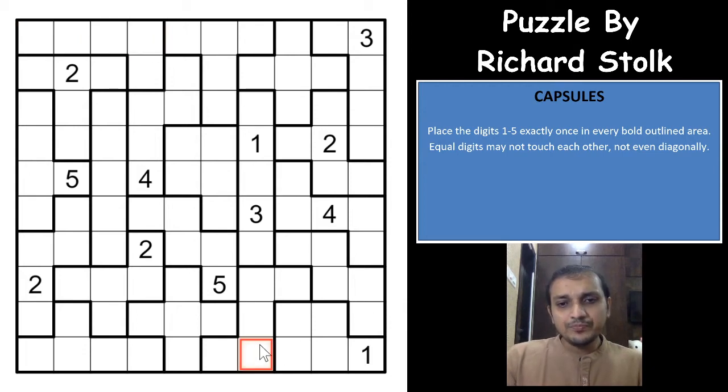Very easy rules. And some of you might be thinking, what is a Suguru puzzle? Suguru also has the same rules. Just one variation from capsules is that capsules has all regions of the same size. As you can see here, it is 1 to 5. Usually in a capsule puzzle the region size is 5, so you'll have only 5 cells in a region.